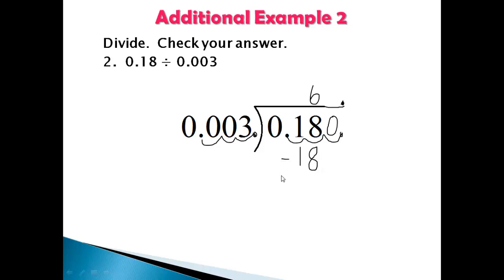Then we need to subtract, and we get 0. We do have a 0 that we need to bring down, so we need to bring down that 0 that's in our problem, and then divide again. 3 goes into 0, 0 times, and 0 times 3 is 0. Now we can go ahead and subtract, and we get 0.